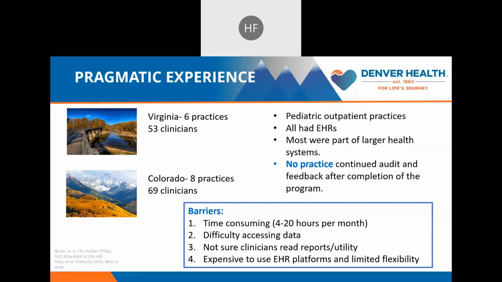Unfortunately, what we found is that after the intervention, there was no practice that continued audit and feedback in the sustainability period. The primary barriers that we identified were that it was incredibly time-consuming for these practices to create audit and feedback reports and distribute them. The average time spent was about 4 to 20 hours per month. Many systems found it was really difficult to access data, especially because they'd have to repeatedly ask for data pulls and then compile the feedback reports on a monthly or quarterly basis.